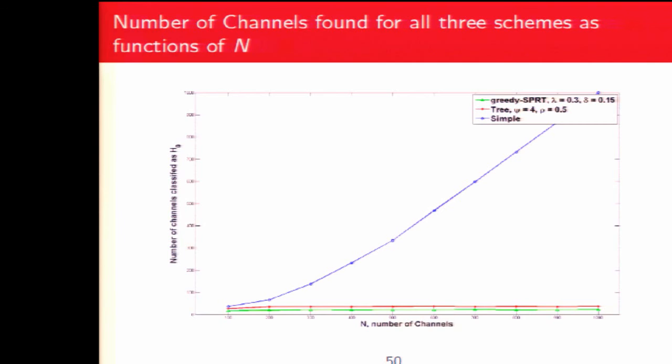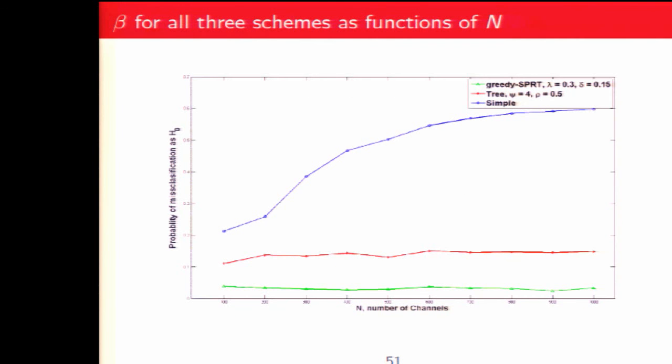So this is the discovery rate for all 3 schemes. You'll see that the simple scheme does exceedingly well, way better than anybody else. In fact, it characterizes almost everything at the end. The only problem is, it also makes orders of magnitude more mistakes. So, clearly, we need to adapt a little bit at least.